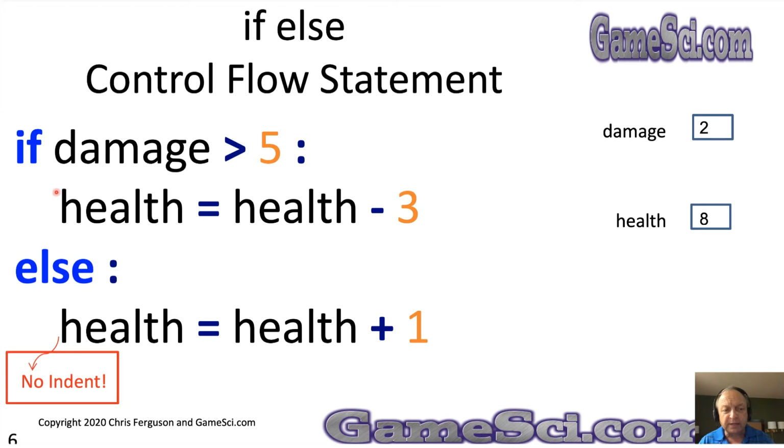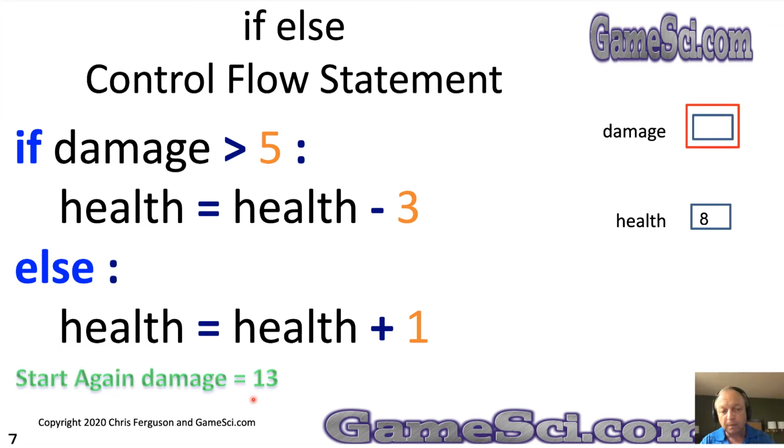This code is in the if block because it's indented below the if, and that colon right there. This code is in the else block and will execute when the condition is false because it's indented under the else and its colon. Once you reach code that is not indented, you're outside the if-else statement.